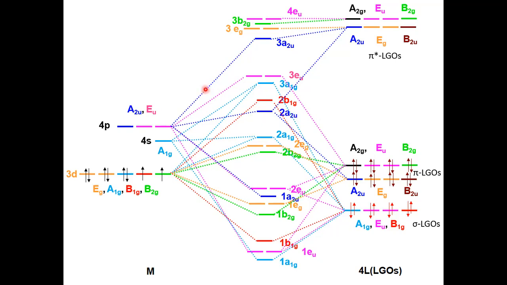Okay, is there anything we have not considered yet? The answer is, well, we have this A2g pi ligand group orbital. This one doesn't find a bonding partner because there's no A2g metal orbital, so this one will remain non-bonding. And this A2g will remain non-bonding as well.